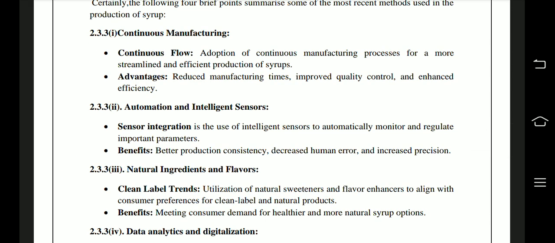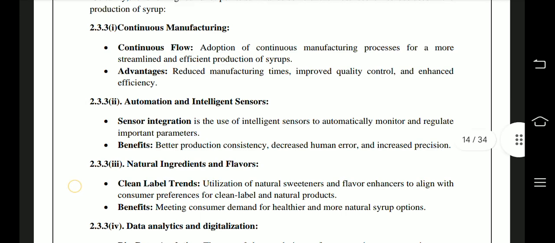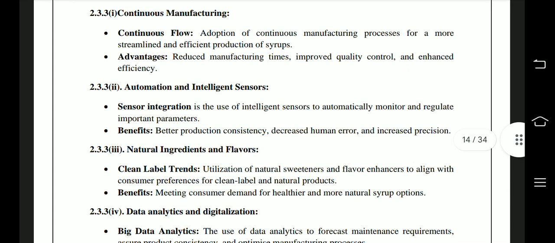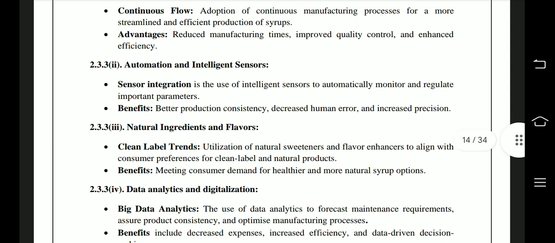Continuous manufacturing, continuous flow, and advantages of continuous manufacturing. First is continuous flow: adoption of continuous manufacturing process for a more streamlined and efficient production of syrup. Advantages: reduced manufacturing time, improved quality control, and enhanced efficiency. Second step involved in latest techniques is automation and intelligent sensors. Sensor integration is the use of intelligent sensors to automatically monitor and regulate important parameters. Benefits: better production consistency, decreased human error, and increased precision.